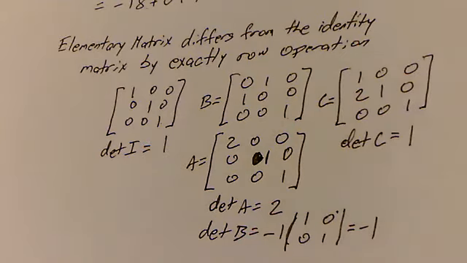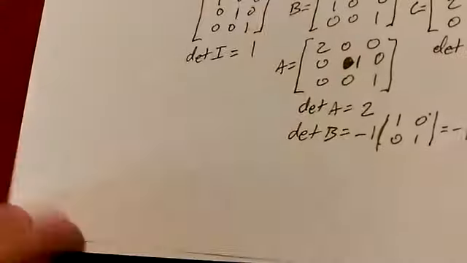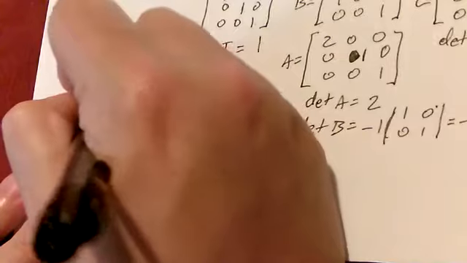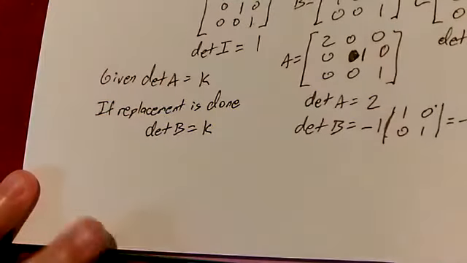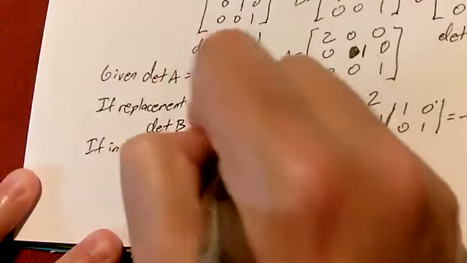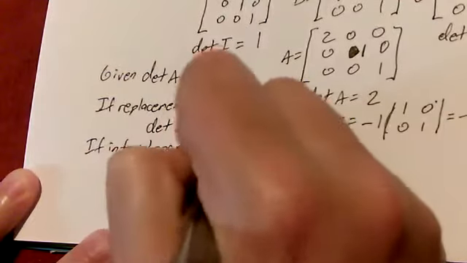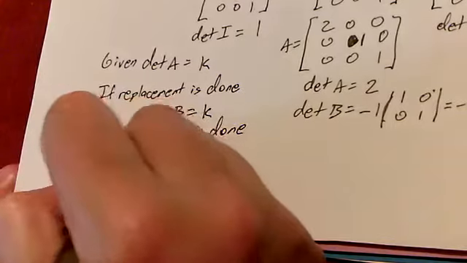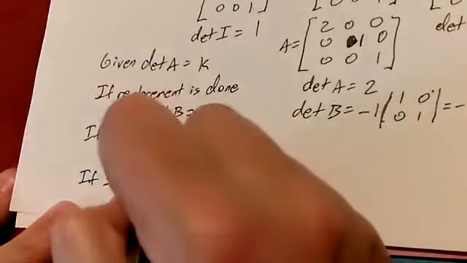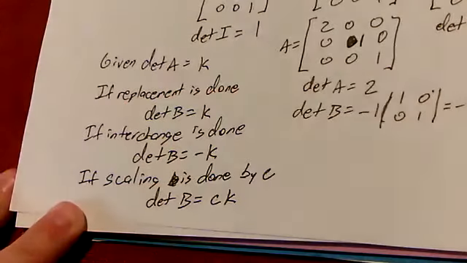And those 3 properties are, as they relate to row operations, given the determinant of A is equal to K, if replacement is done, the determinant of the new matrix B will still equal K. If interchange is done, then the determinant of the new matrix B will be negative K. And if scaling is done by a factor C, then the determinant of B will be equal to that factor times K.